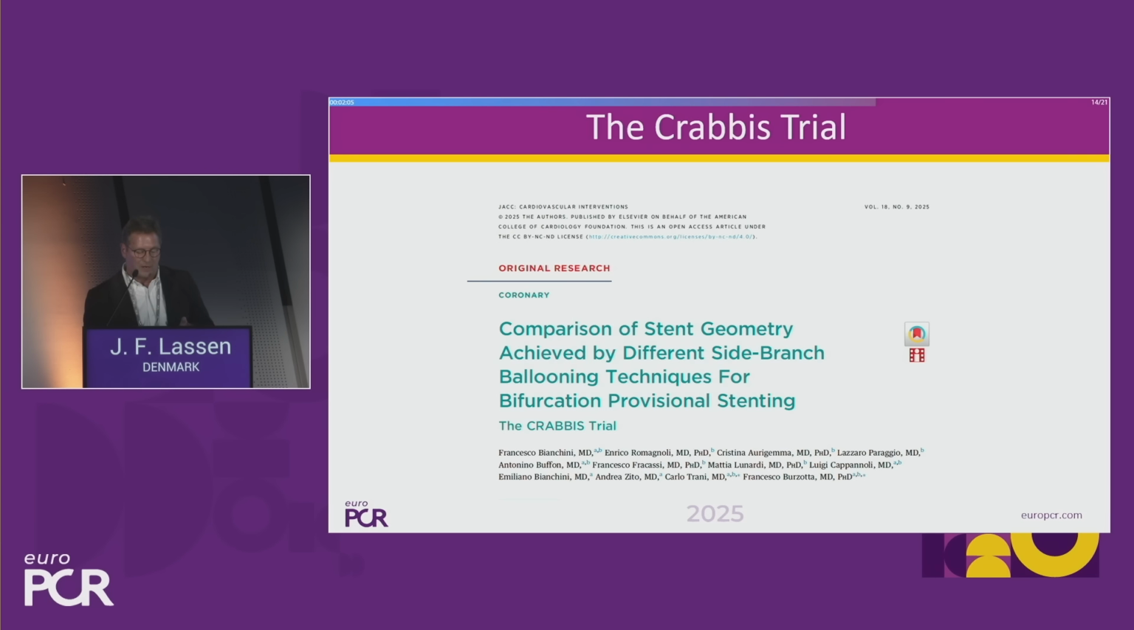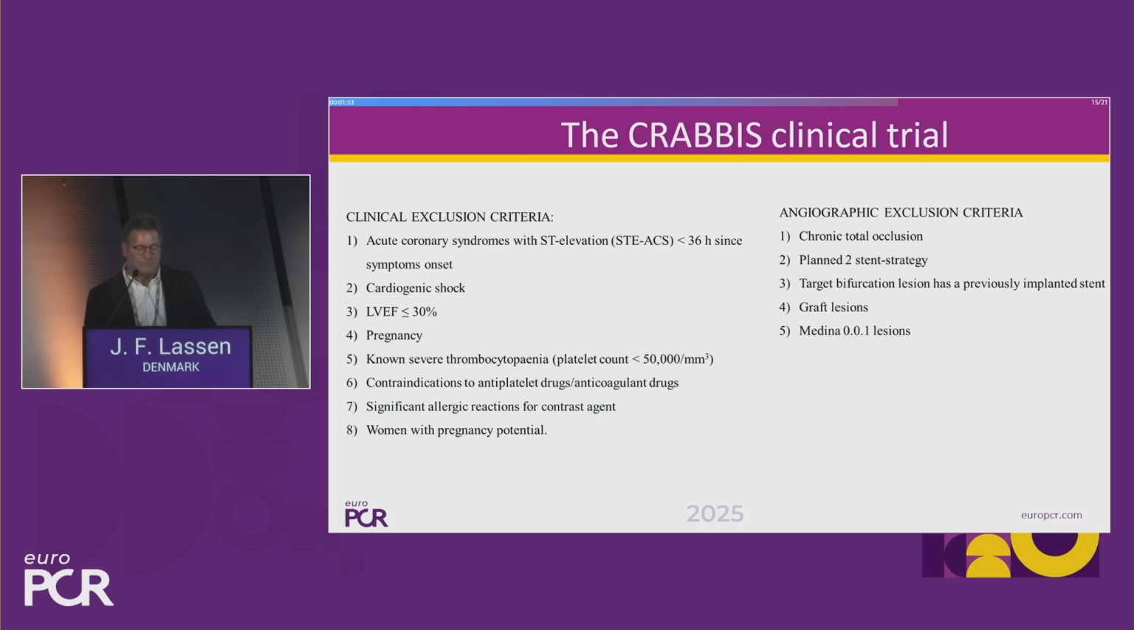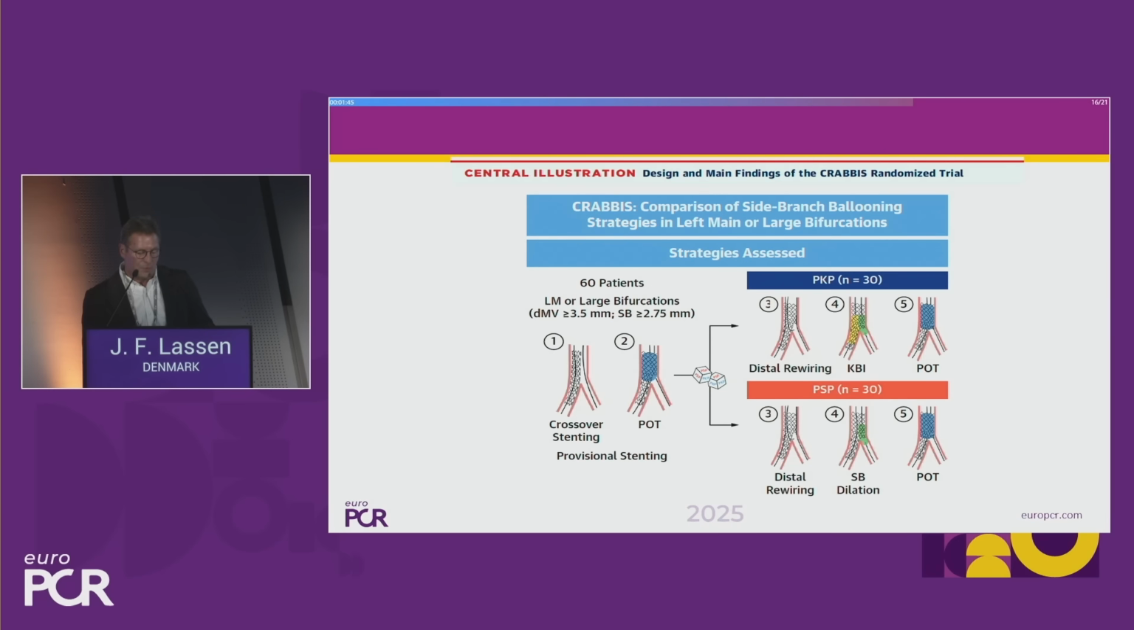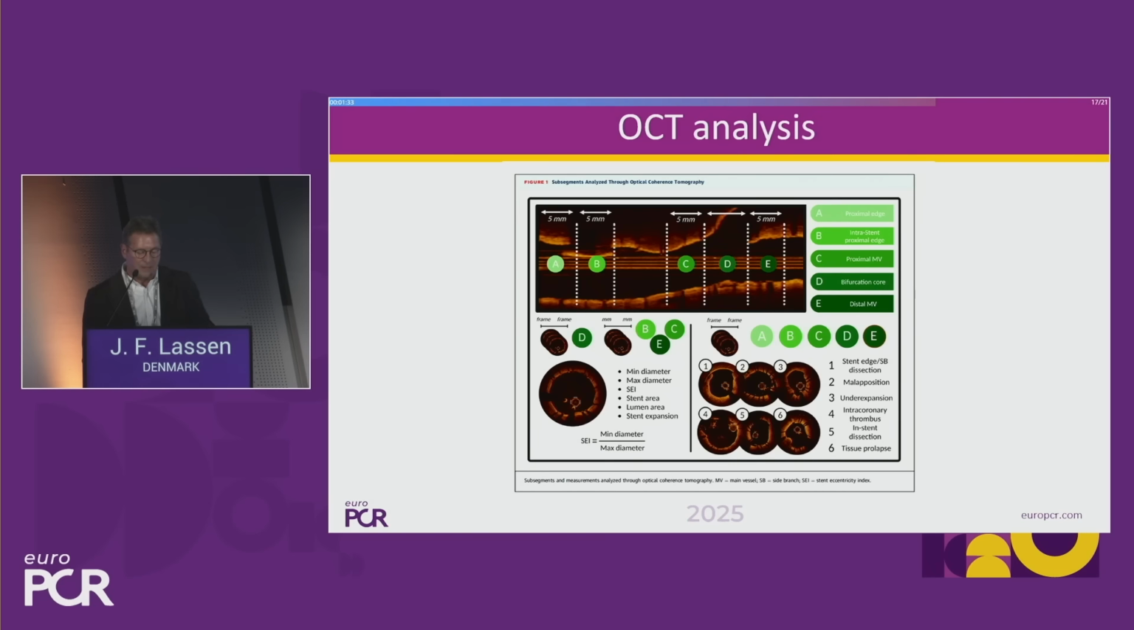Then came the clinical trial, the CRAFT-OCT trial, and it was just out in JACC Interventions last week by Francesco Bianchi and Francesco Bossotta as the last author. These were the inclusion criteria, exclusion criteria. It was basically stable patients, not very complex, but with complex bifurcations. What they did was they randomized 60 patients to two groups, one with crossover stenting and then POT-side-POT and POT-kiss-POT. And then an evaluation based on OCT in those cross-sectional areas, evaluation in a three-dimensional setup.